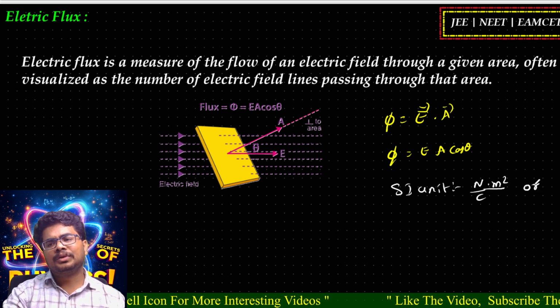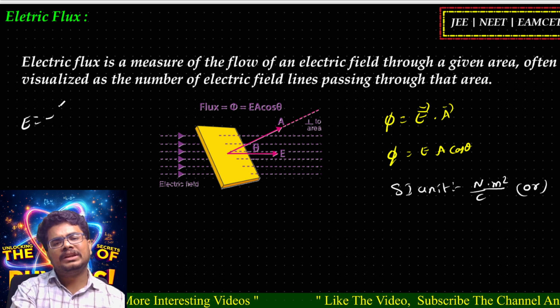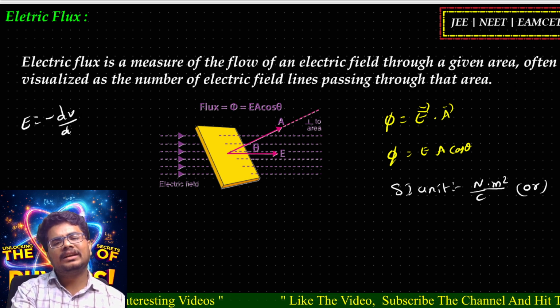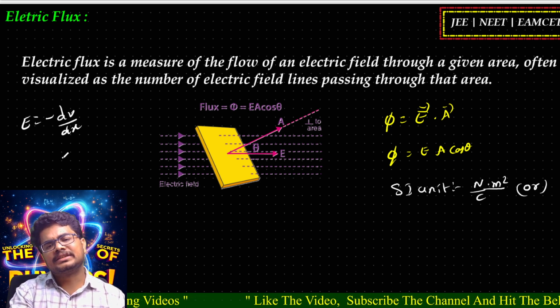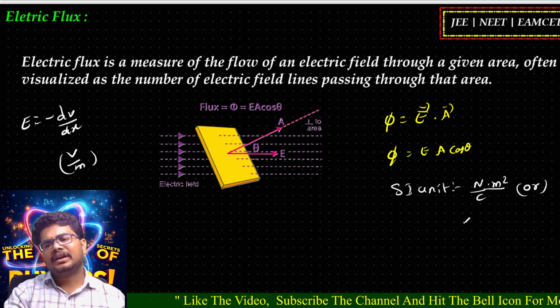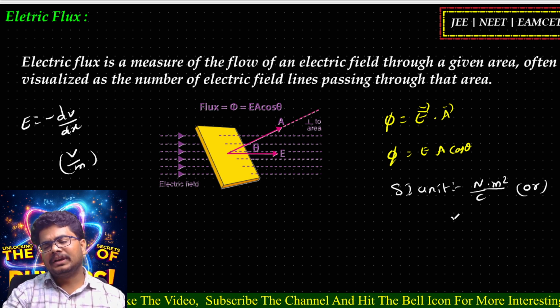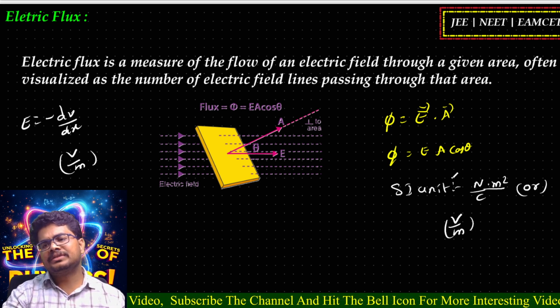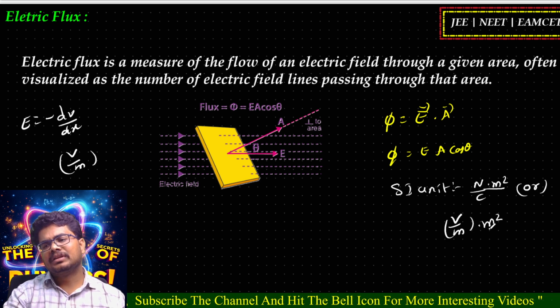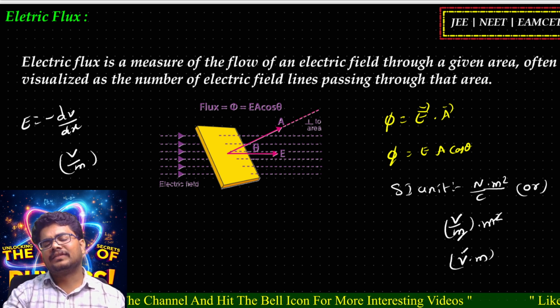Sir, can we write one more unit? Yes, one more unit we can get. From the electric field and potential relation, what do we know? E equals minus dV by dr, which in this case is dV by dx. The SI unit will be volt per meter. Another unit we can write is volt per meter into the area unit, meter square. One meter gets cancelled, so we get volt into meter as the SI unit of electric flux.